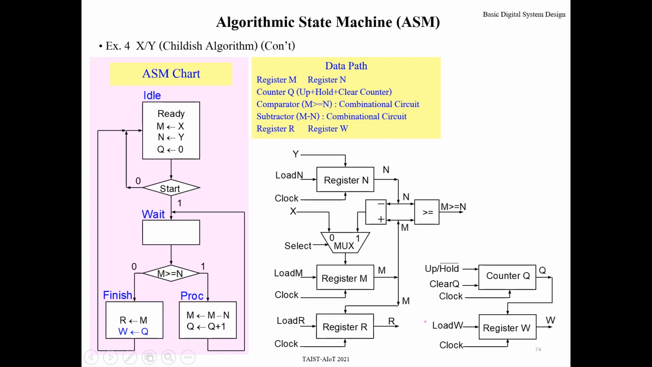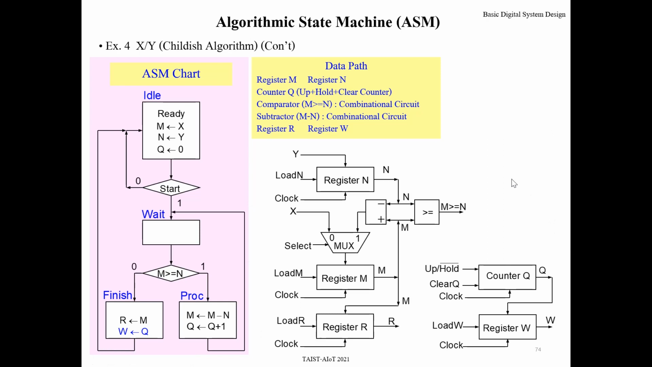Okay, and Q is counter. Q is counter. Okay, at state idle, clear counter should be active. Okay, at state process, counter should be active. And state W, okay, receive data from Q. Then you connect Q to register W. Okay, something like this. So now you will obtain data path, okay, of the state machine.